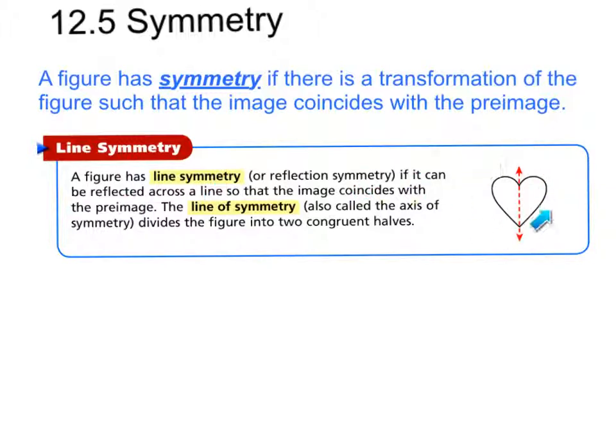So if we look at this heart, we can have a dotted line that goes right down the middle because that's a reflection symmetry. It creates an image on both sides of the line of symmetry that acts like a reflection. So the line of symmetry, which is the dotted line, is called the axis of symmetry. It divides the figure into two congruent halves.